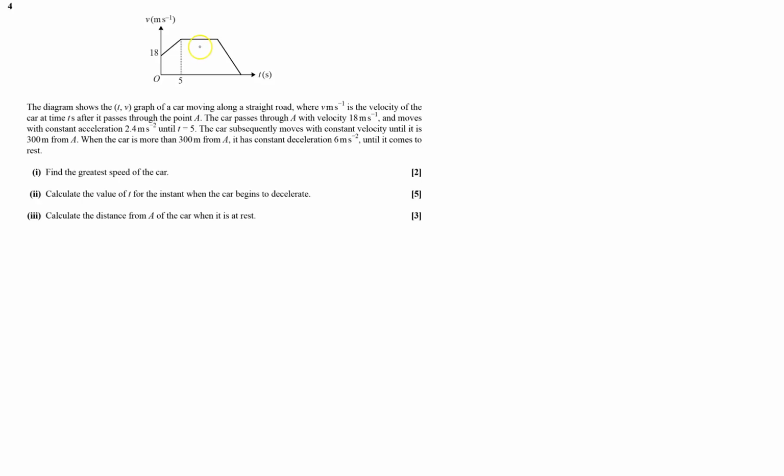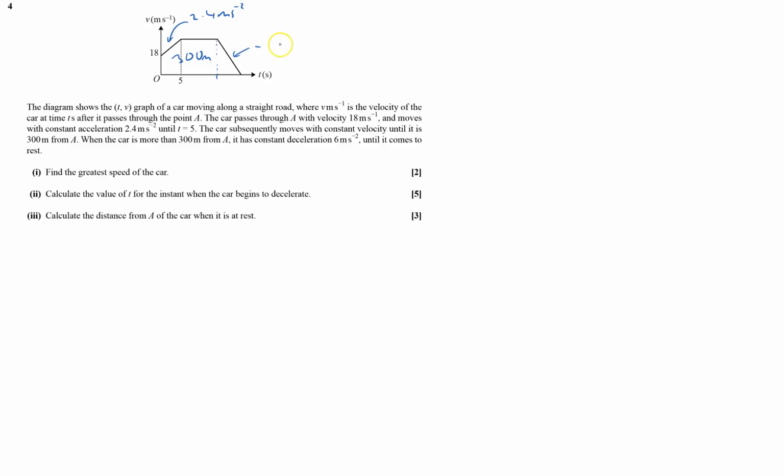Okay, so I've got a velocity-time graph because it tells me everything that happens. Right, so what have we got? Constant acceleration of 2.4, so that means the gradient there is 2.4 meters per second squared. To 300 meters. So all of that distance there is 300 meters, the area under the curve. Then it's more than 300 meters from A, so that time there has constant deceleration.